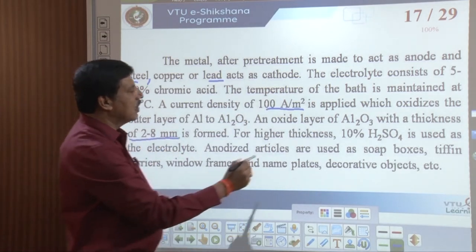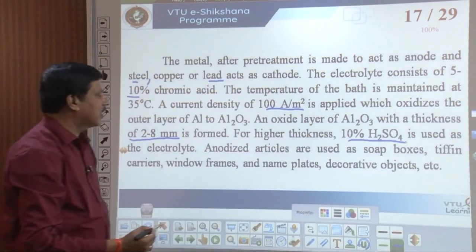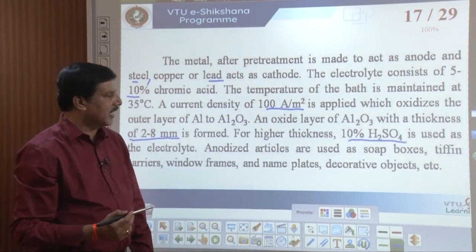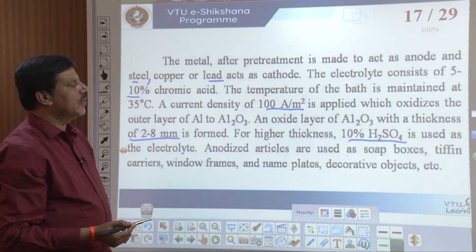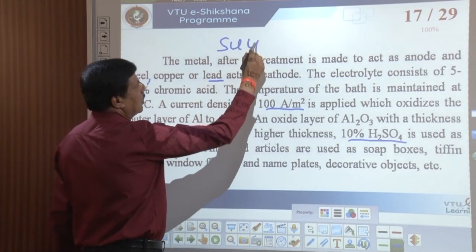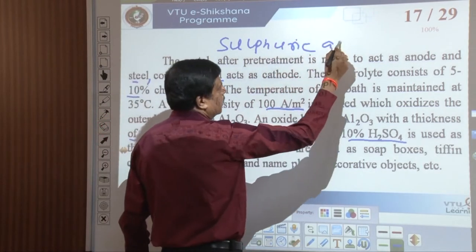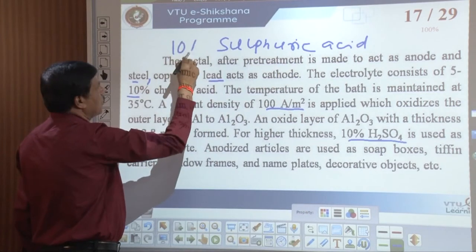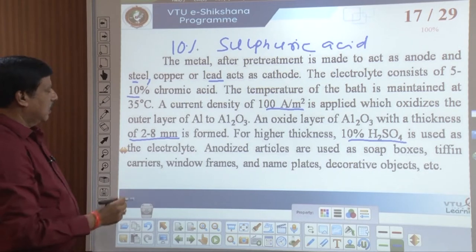For higher thickness, as I told you, you have to use chromic acid, 5 to 10%, for a thickness of about 2 to 8. If you want more thickness, you have to go for the electrolyte 10% sulfuric acid. Sulfuric acid is a strong acid. About a 1:10 ratio of sulfuric acid is used as an electrolyte.